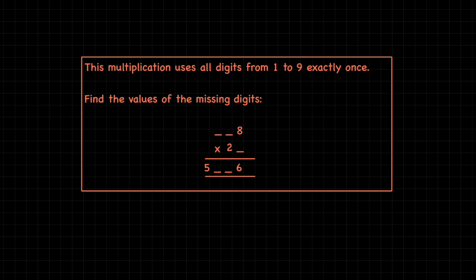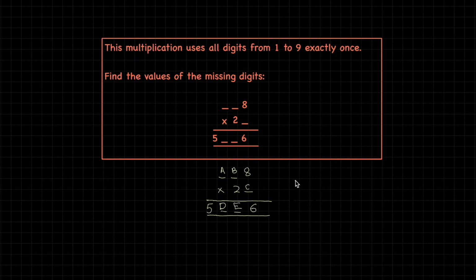The approach we are going to take is a series of estimations. So this is a great problem to learn how to do rough estimations and how they can be helpful in maths. Let's start by assigning some names to the missing digits. I've assigned A, B, C, D, and E to the missing digits shown here.